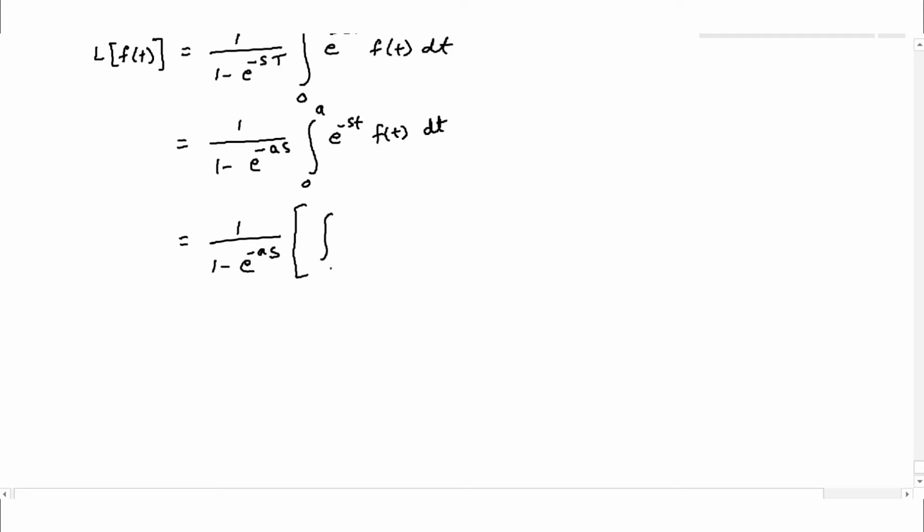So I will try to rewrite it: integral 0 to a by 2, e power of minus st. Try to observe for 0 to a by 2, what is the value of f of t? The value of f of t is capital E. So capital E times dt, plus again integral from a by 2 to a, e power of minus st, and f of t value for a by 2 to a is minus E times dt.